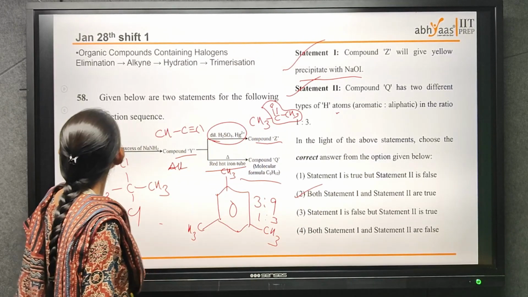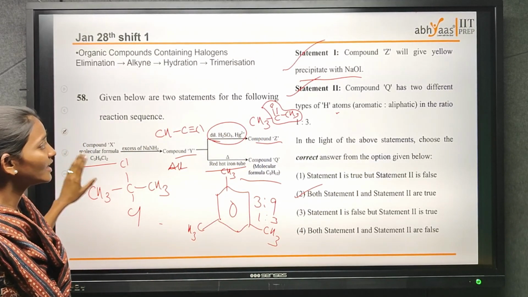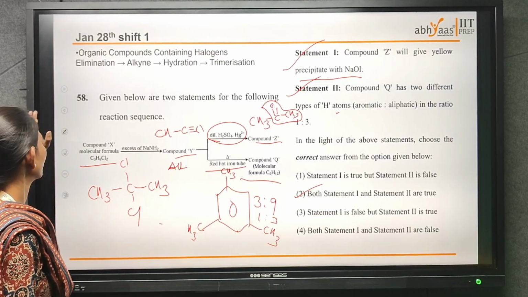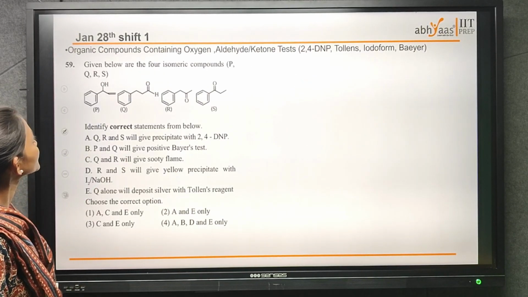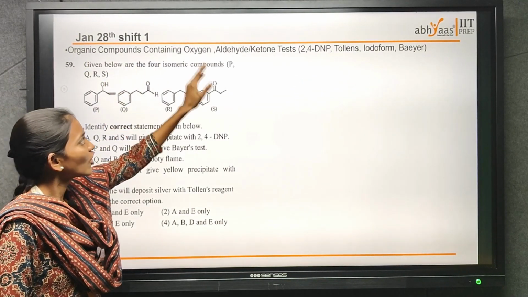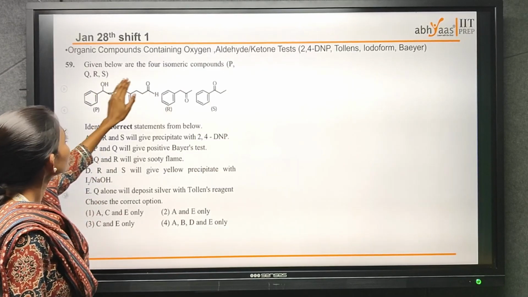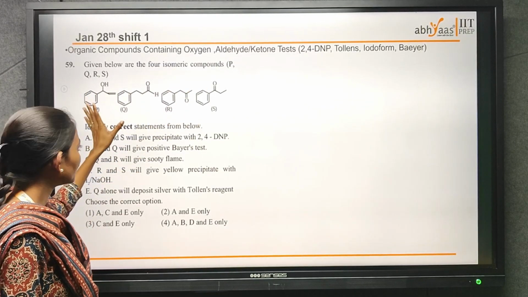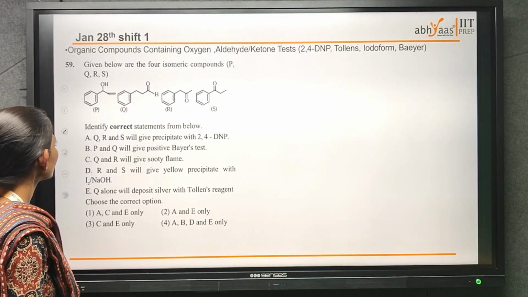Coming to this question, we have a somewhat time-taking and lengthy question, but an important one. Moving on to the next question. This question is from organic compounds containing oxygen. Given below are four isomeric compounds, and they are asking about the statements below.